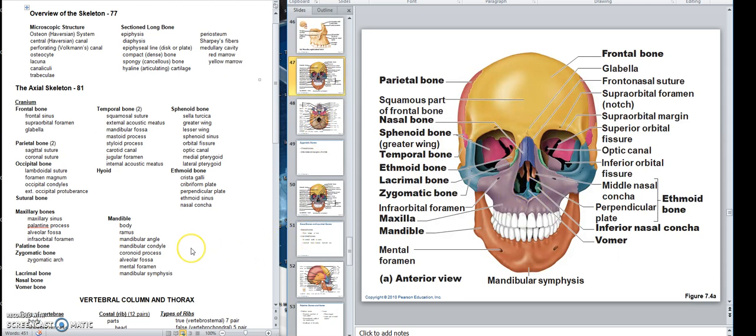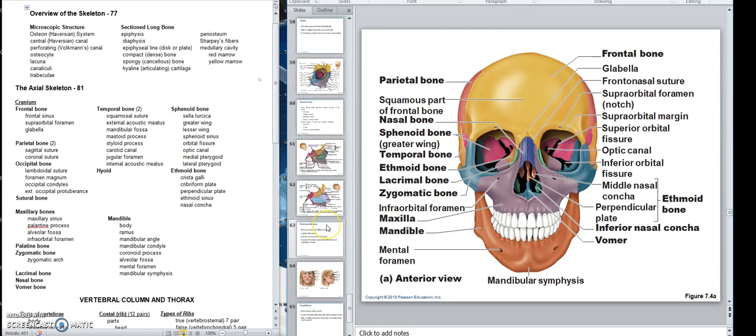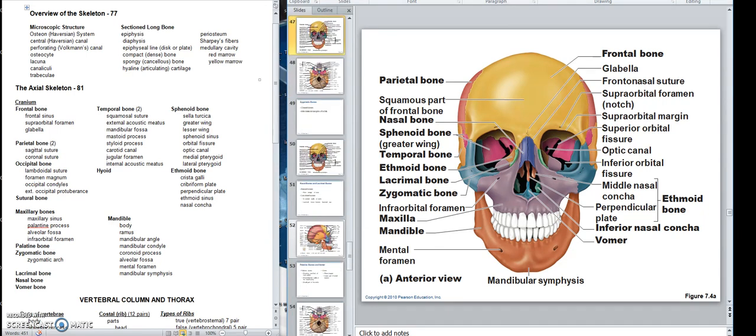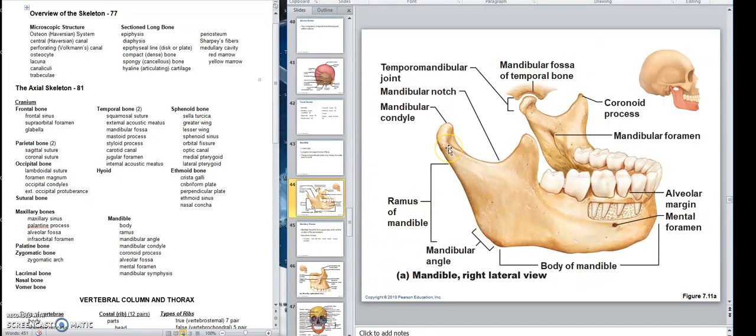Okay, where are we now? Now we're looking at the mandible. So now we want to go to the mandible. So let's find that. Here's the mandible. The mandible has three major regions. The branch, which is called the ramus, the angle, and the body, which is the heaviest. The body, the angle, and the ramus.